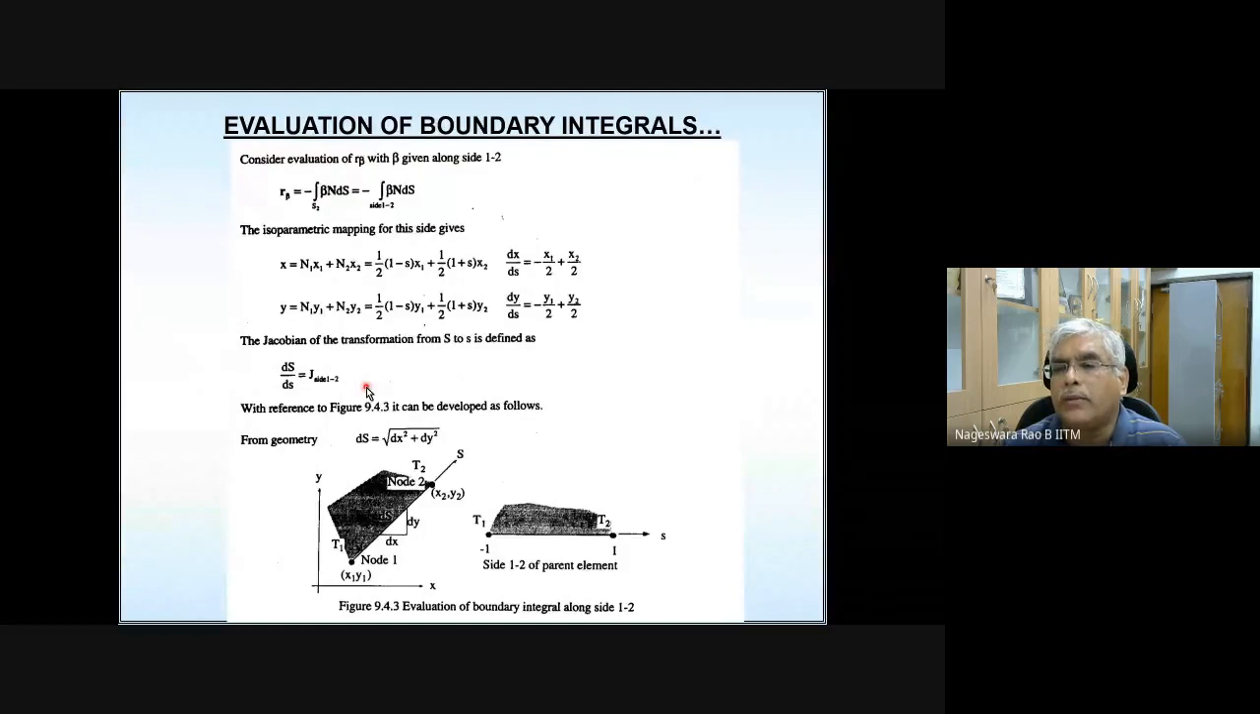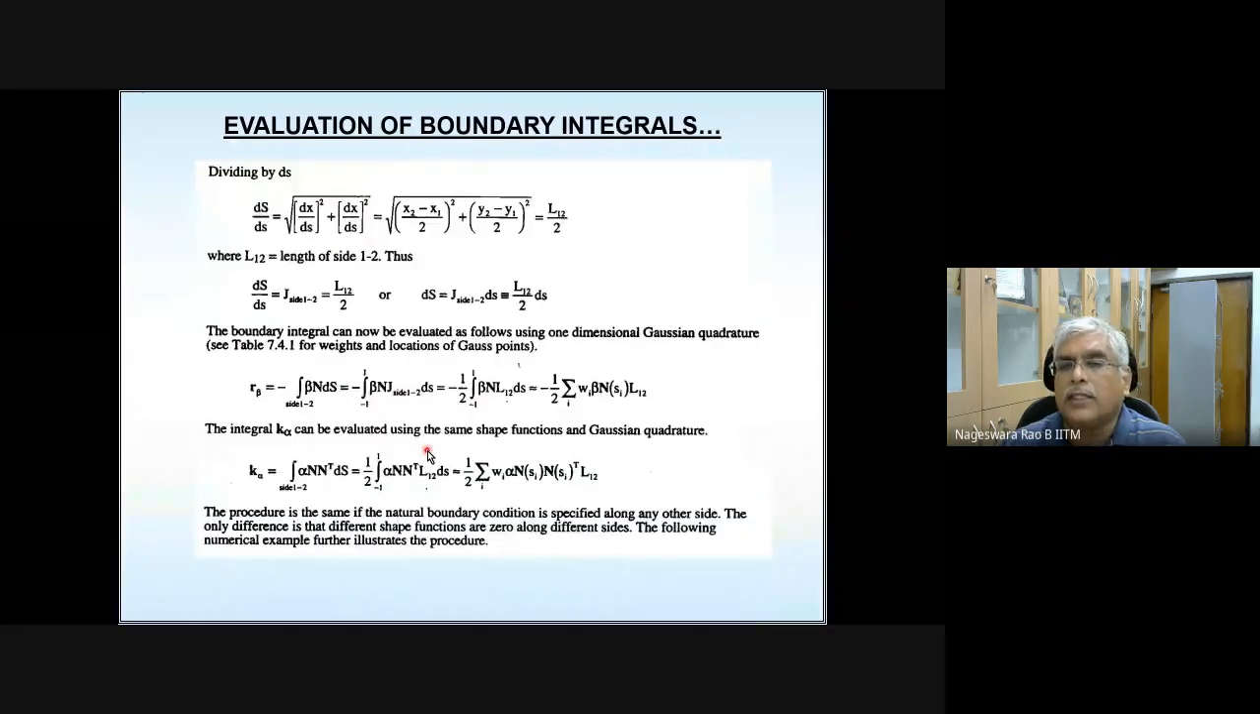The Jacobian along side 1, 2: how do we get it? That is all explained here. dS can be written as square root of dx squared plus dy squared, and dividing throughout by ds, you are going to get this relation. So the Jacobian along side 1, 2 is going to be the length of side 1, 2 divided by 2. So dS over ds is going to be L1,2 divided by 2. And from there you can write dS in terms of ds, and then you can evaluate each of these integrals.